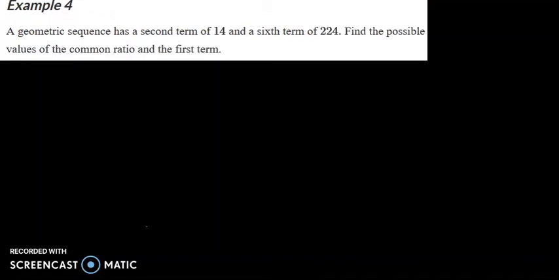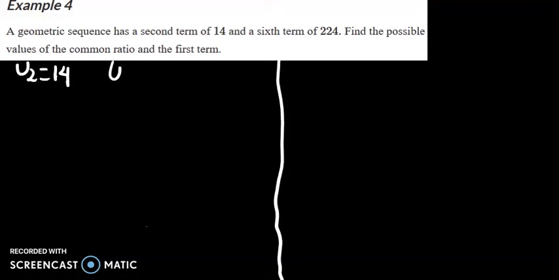So for example 4, we have a geometric sequence with a second term of 14 and a sixth term of 224. So u2 is 14 and u6 is equal to 224. Find the possible values of the common ratio and the first term.